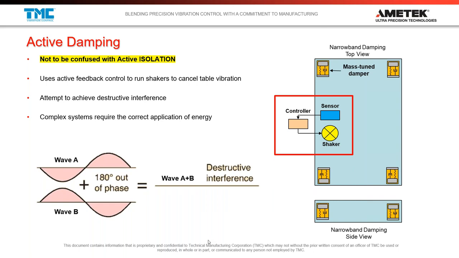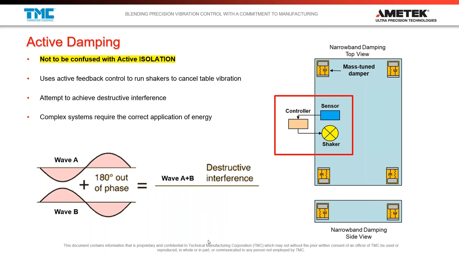My last slide for today is going to talk about active damping, which we've seen out in the field. And I want to be very, very clear that we don't want to confuse active damping with active isolation. Because remember, damping is a characteristic of the optical table, and it's designed to absorb or somehow cancel or somehow resist motion and other energy inputs into the top itself.